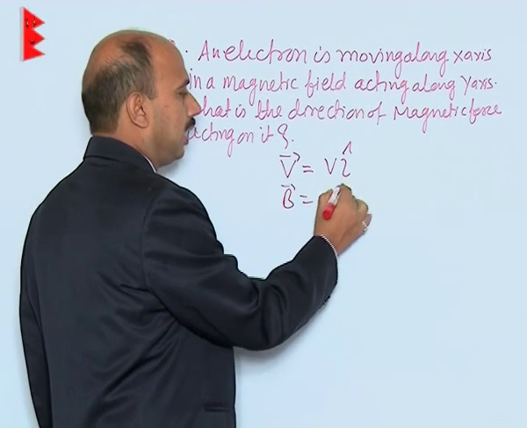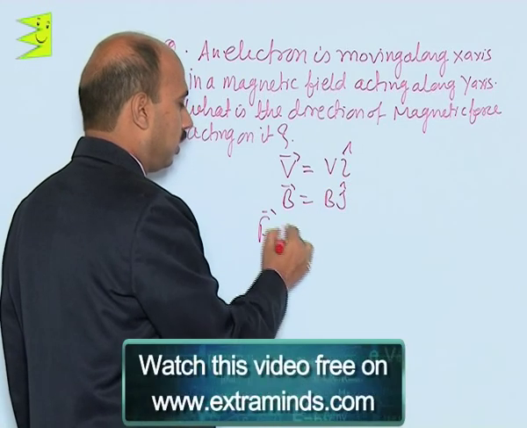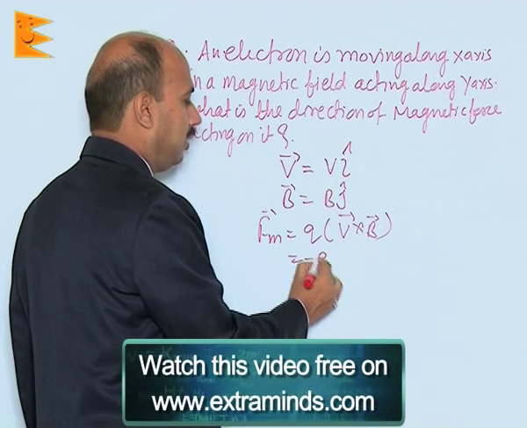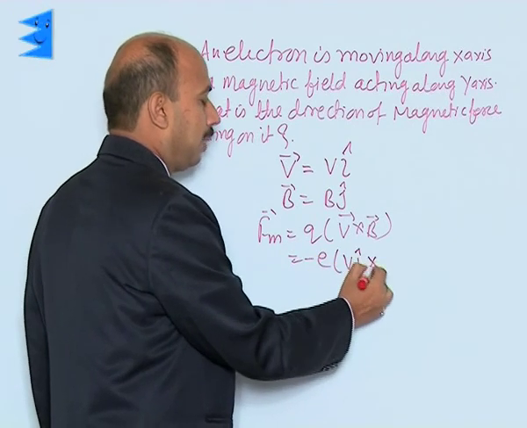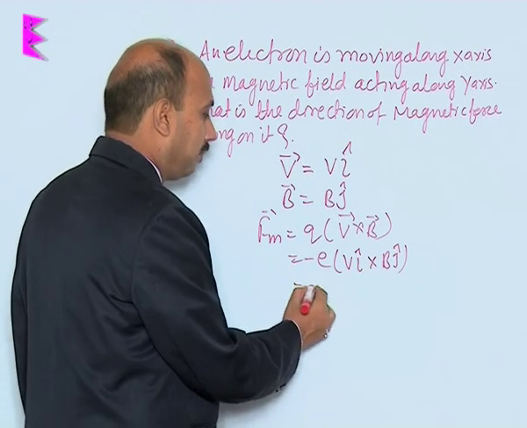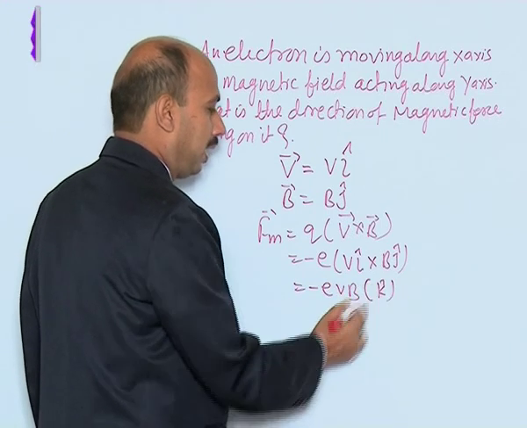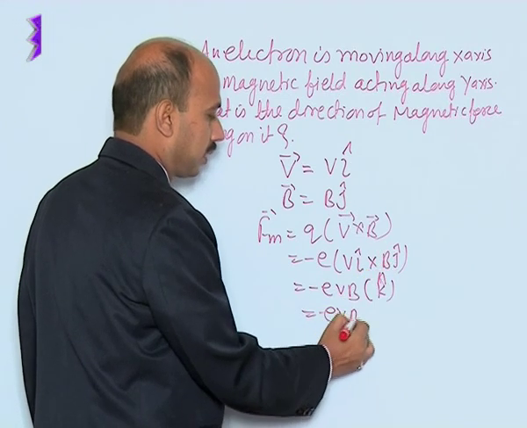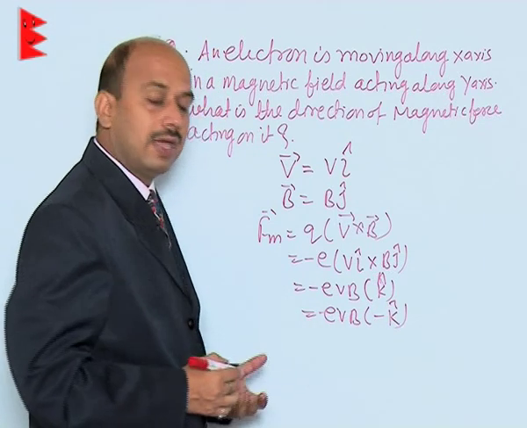Now we have to get the magnetic force, that is Fm is equal to Q into V cross B. So we can write here minus e, because this is the charge of the electron, V i cap cross B j cap. So now we can write here minus eVB, and here i cross j can be written as k cap, and that can be written here as minus eVB, minus k cap. It means the magnetic force is acting along the negative z axis.